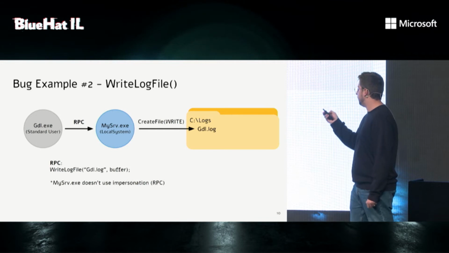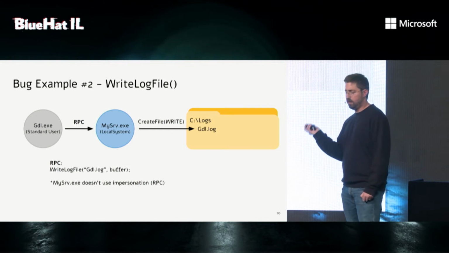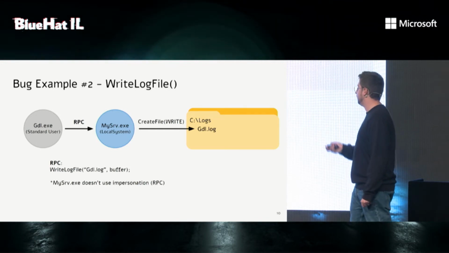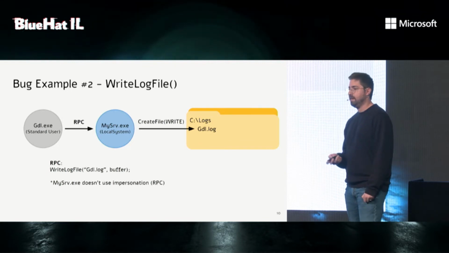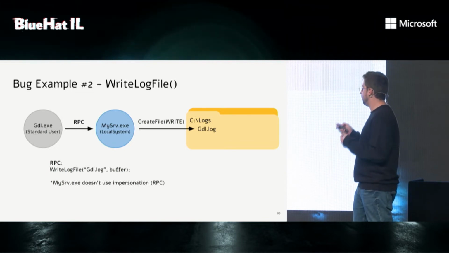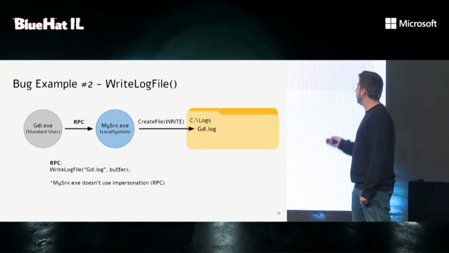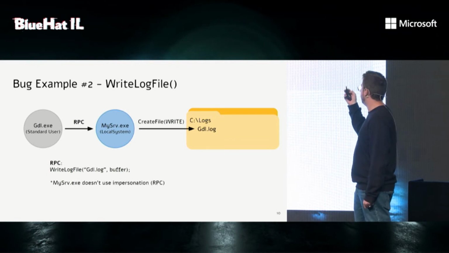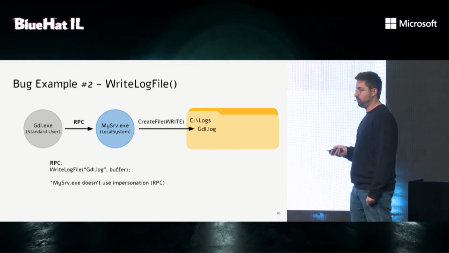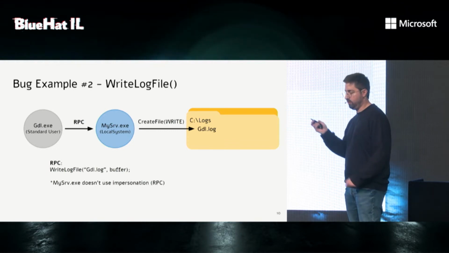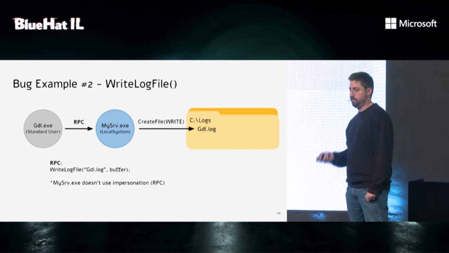Let's say that mysrv exposes yet another RPC function that's called WriteLogFile. Now, this function gets 2 arguments. One is a file name, and the other is a buffer. And what it will do is create or open a file under the c:\logs directory with the name of your choice and write the buffer into it.